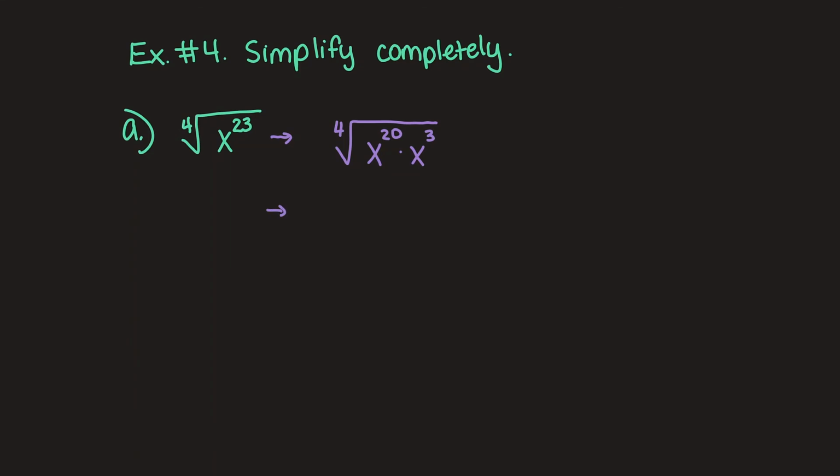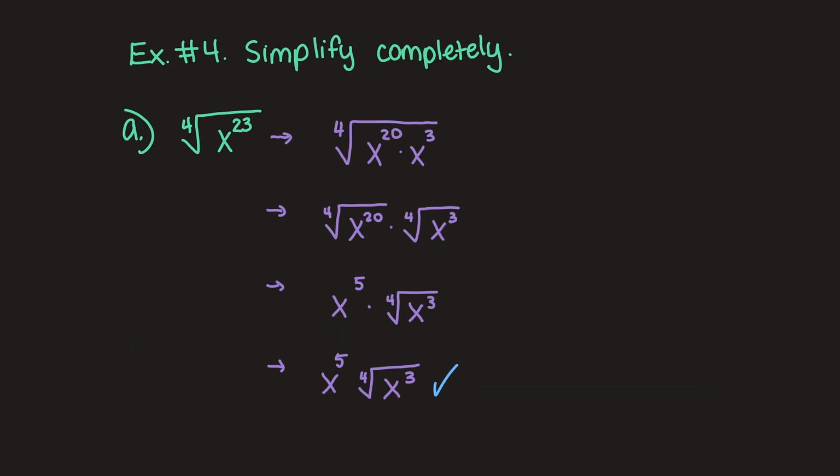So now we can use our product rule and simplify. The fourth root of x to the 20 can be rewritten as x raised to the 20 over 4, which reduces to x to the 5th. And the fourth root of x cubed is already simplified. Therefore, our expression simplifies to x to the 5th times the fourth root of x cubed.